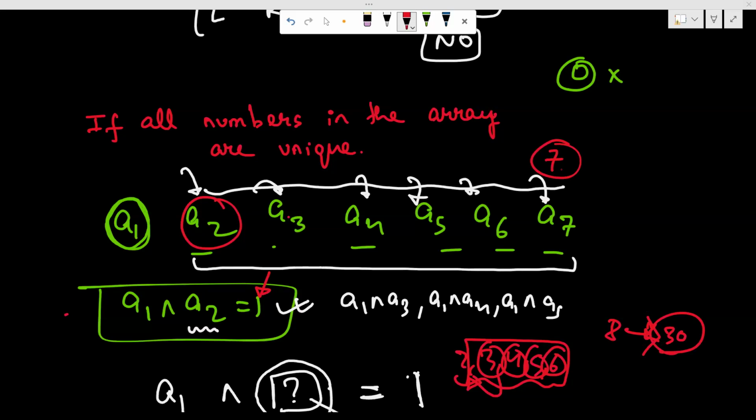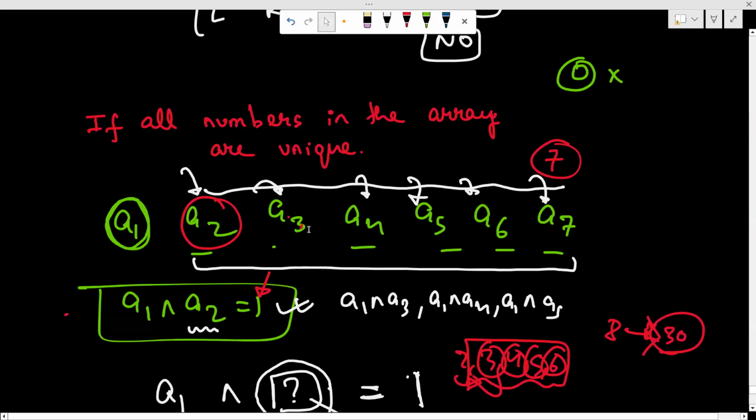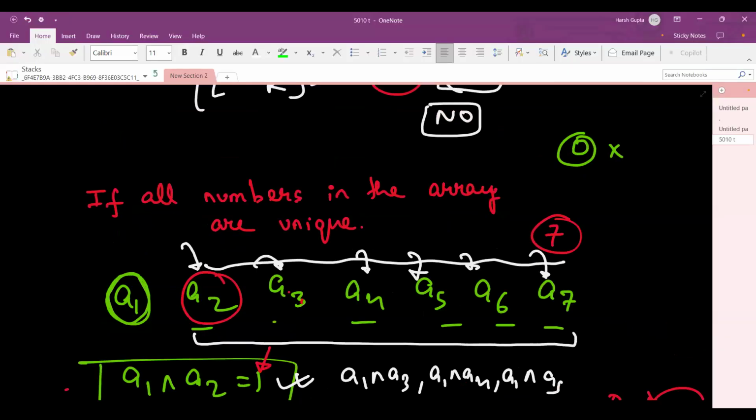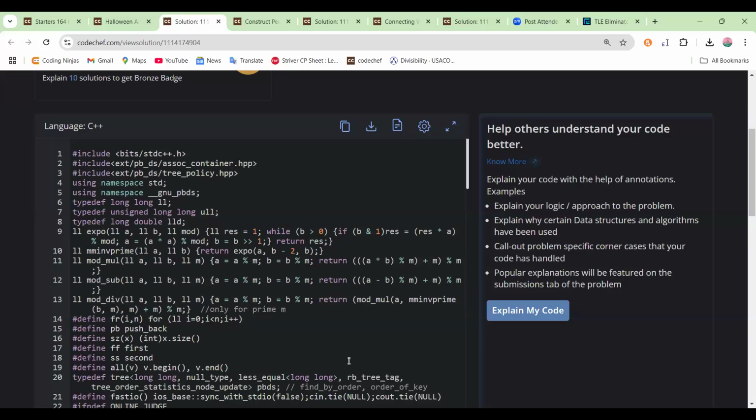For each term of array, there may be one other such that XOR of them is 1, or just one pair in the array. For each term of array, there can be one other such that XOR of them is 1. Aryan. Okay, cool. Just a minute. Okay. So let's see the code now.